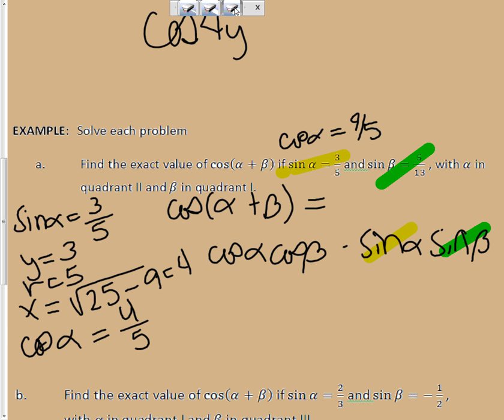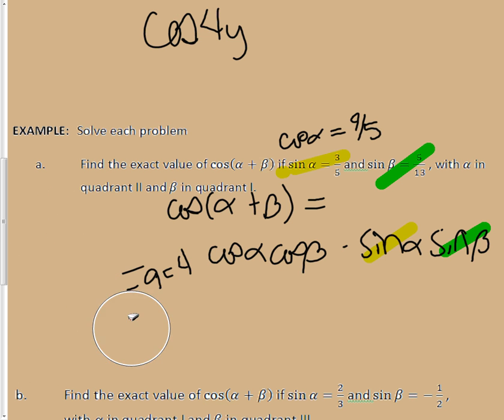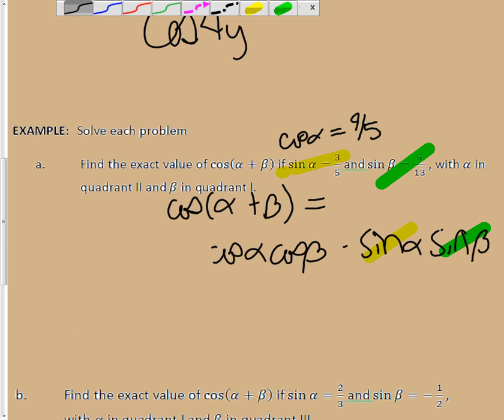Now I'm going to do the same thing for beta. But remember, alpha is in quadrant 2, so this should be a negative 4/5. So don't forget where the angle is in each quadrant so that you know whether or not it's a positive or negative answer. So now let's do the same thing for beta.